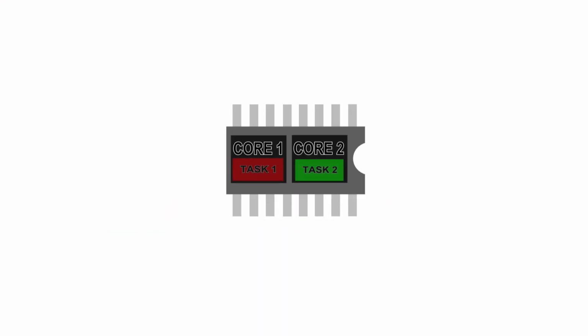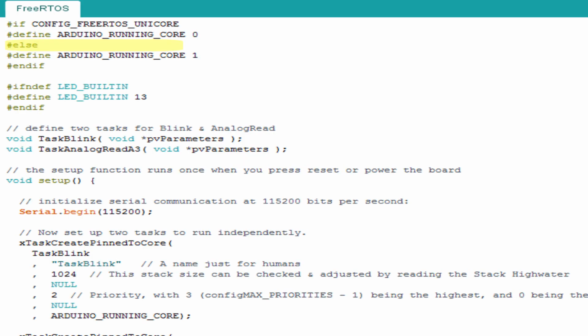Each core on a microcontroller can be thought of as an independent processor. A single core can execute one thread or task at a time. The else statement in our sketch is a conditional statement which evaluates true only if the preceding conditional if statement evaluates false. In this instance, Arduino running core will be set to equal 1 if config FreeRTOS unicore is not set. This section could have multiple definitions, as the preprocessor or precompiler will process all statements until the end if statement.